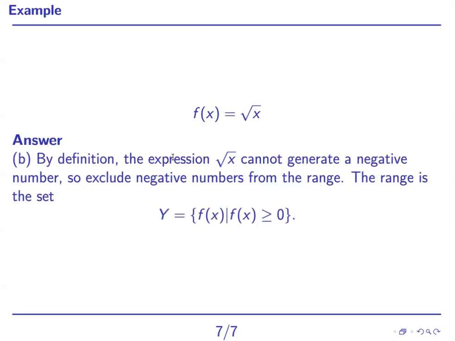Okay, now let's think about the range. By definition, the expression the square root of x cannot generate a negative number. So again, we need to exclude the negative numbers, but this time we're excluding the negative numbers from the range instead of the domain. And we can do something similar and say that the range is the set Y, because this time we need to use that different letter for the range, equals the set with the curly braces of f of x such that f of x is greater than or equal to 0. We are essentially excluding the negative values.